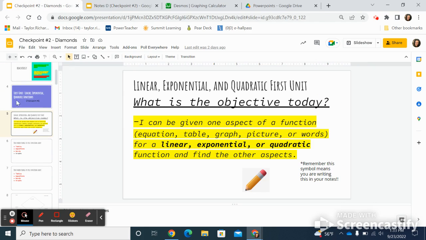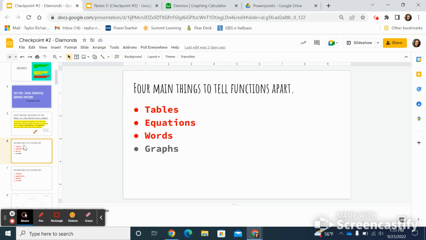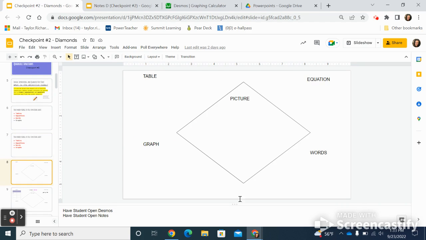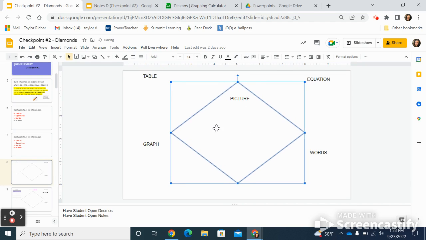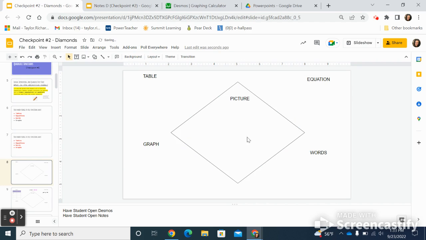So I'm going to talk just briefly about what we've done so far in checkpoint 1. We've done tables, we've done equations, we've done word problems, and now we're going to add in graphs. So we're going to do all 4 things and put them all together. And we're going to use this thing called a diamond to help us put all these parts together. So here's my table, my equation, my words, my graph, and we're actually going to add in a picture. It's not necessarily a part of our list, but it's going to help us visualize what's going on.